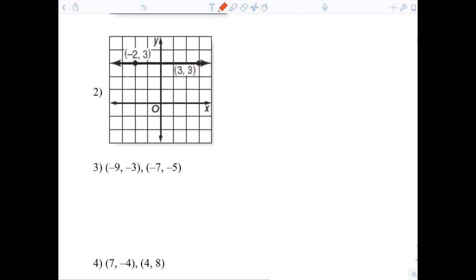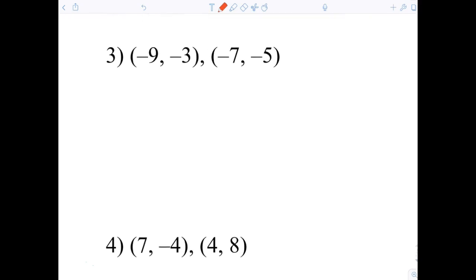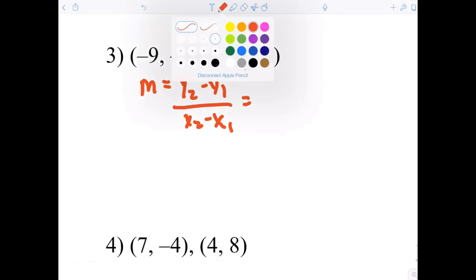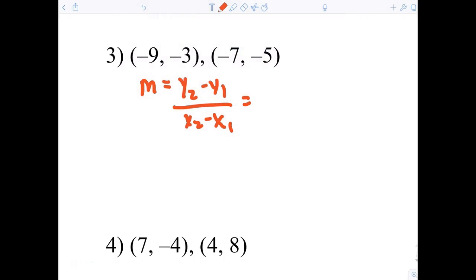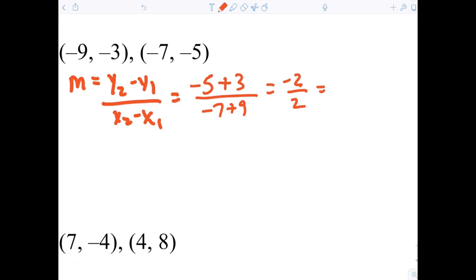All right, now let's look at number 3. Now we have it as a point. So you just have to remember the formula: m equals y2 minus y1 over x2 minus x1. So now I have -5 minus -3 over -7 minus -9. So I ended up with what? -2 over +2, so that slope was just what? -1. All right. Now's the time. Speak up.